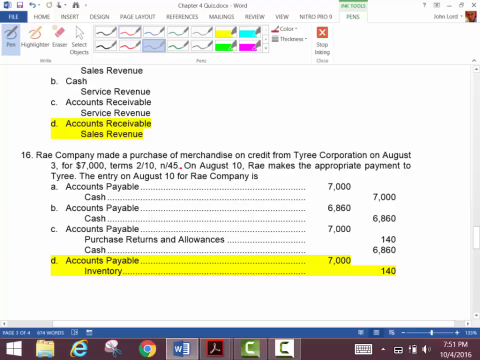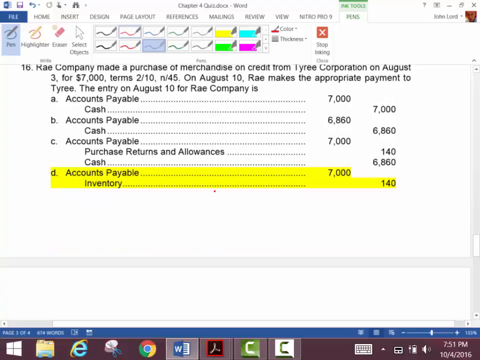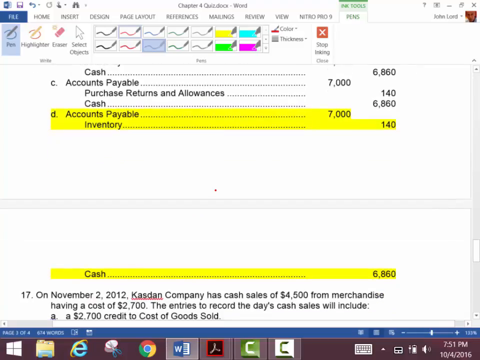Ray Company purchases equipment on credit from Tyree Corporation on August 3rd for $7,000. Terms are 2/10 net 30. On August 10th, Ray makes the appropriate payment to Tyree. And so what are we going to do? And we've been practicing with this. I mean, this question's easier than that last one. You simply debit the account payable gross. You credit the cash less the discount, don't you? And the discount amount reduces my inventory account, right?